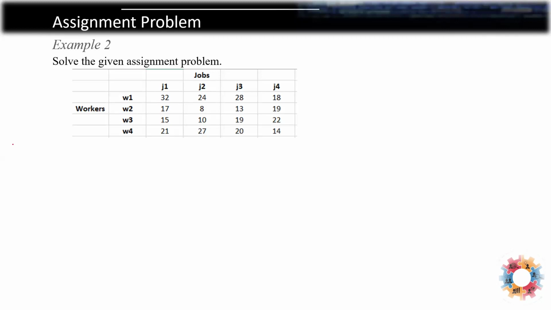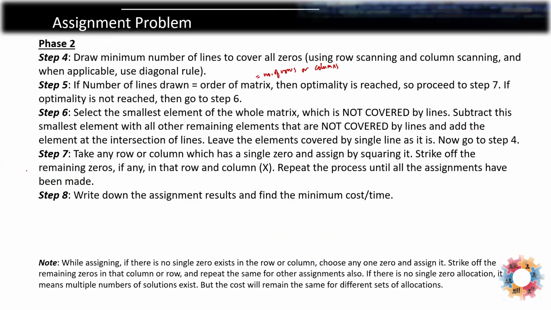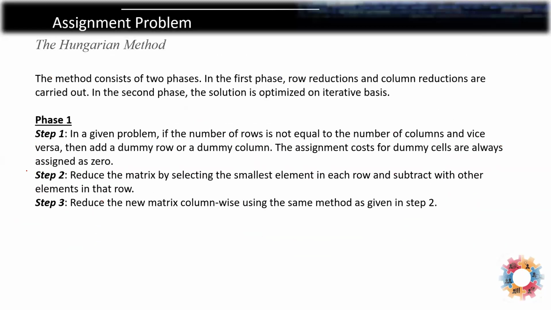Again, let's start with phase 1 and step number 1. Step number 1 is making sure that the number of rows and number of columns are equal. So in this case, this is okay. Then step number 2 is when you do the reduction of the matrix.